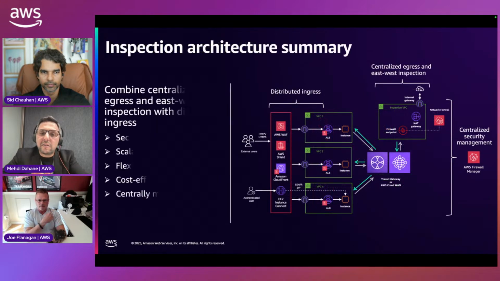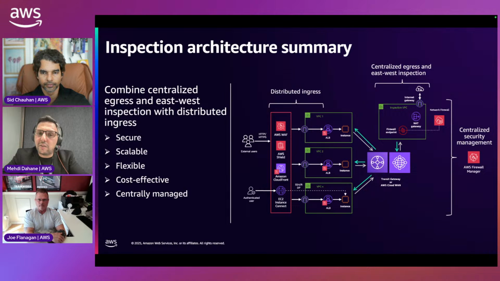So to summarize this centralized versus distributed, it's not one or the other, it's both, right? So you centralize for egress and east-west, and you keep it distributed for your ingress. And all the security elements that are shown here, including network firewall, AWS WAF, AWS Shield, can be centrally managed with AWS Firewall Manager, which also can manage your security groups, your ACLs, as well as your DNS firewall.